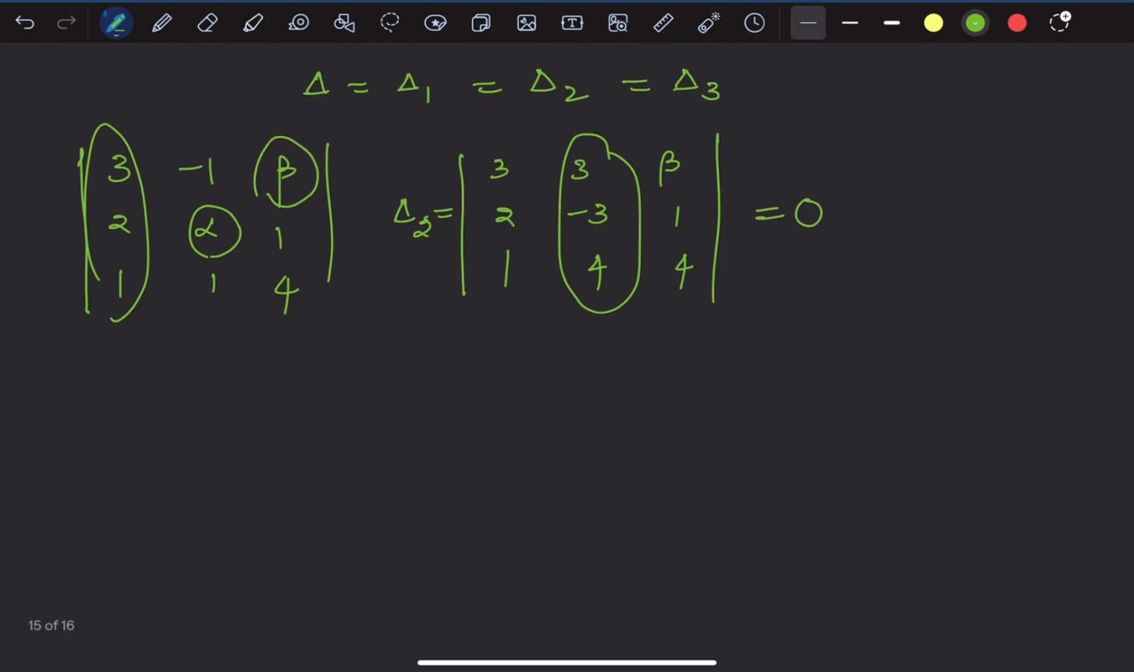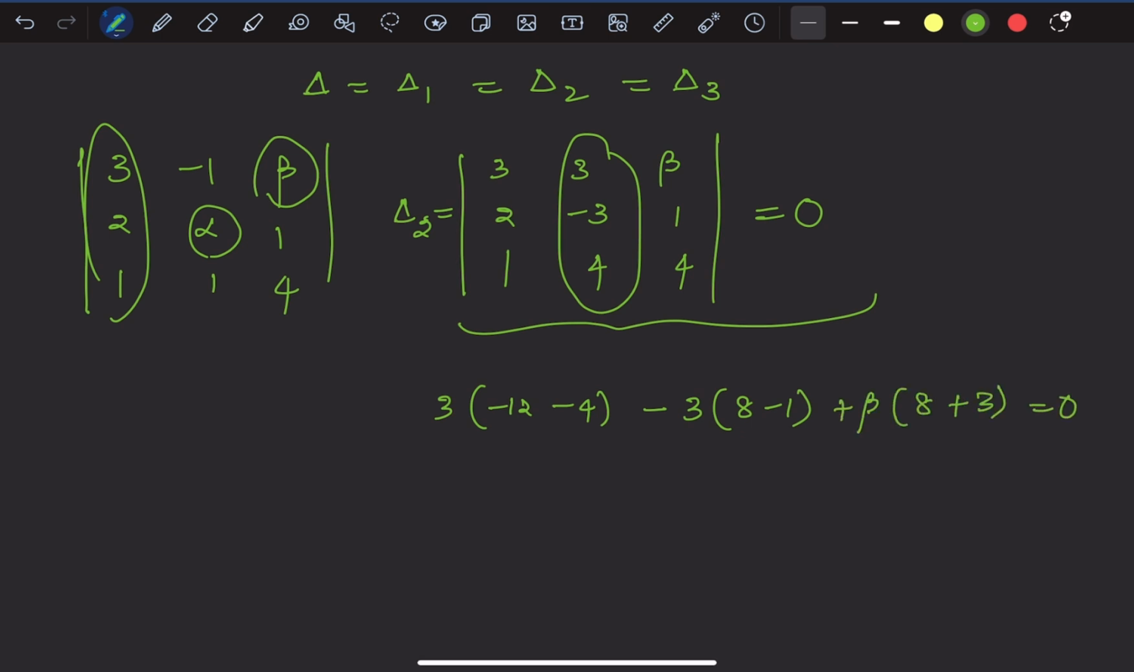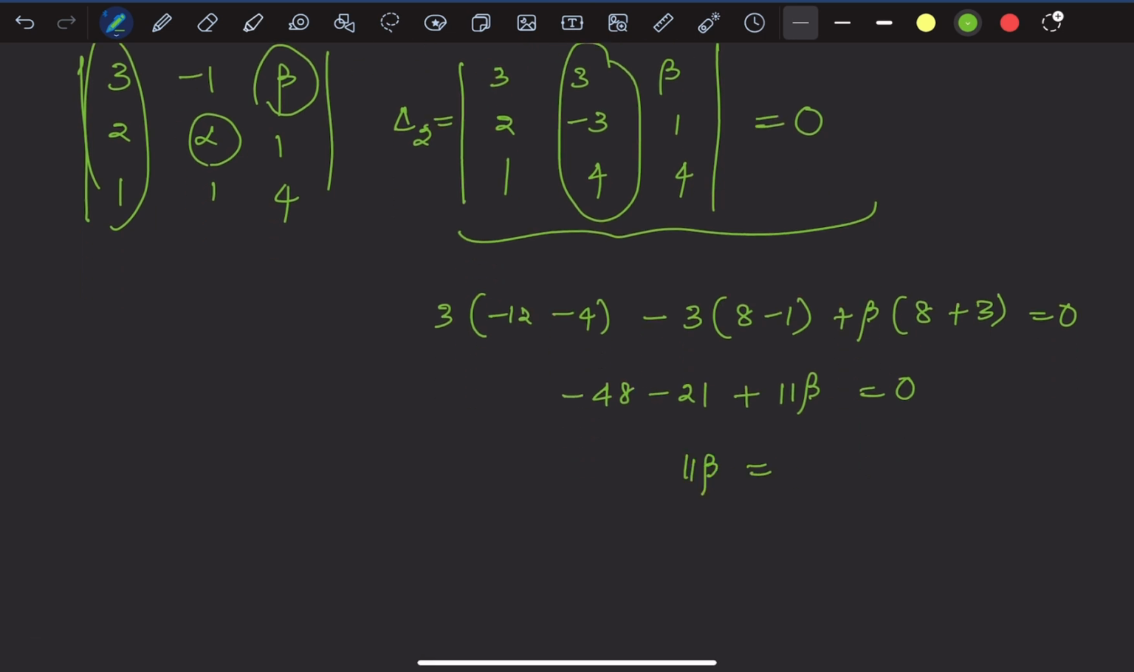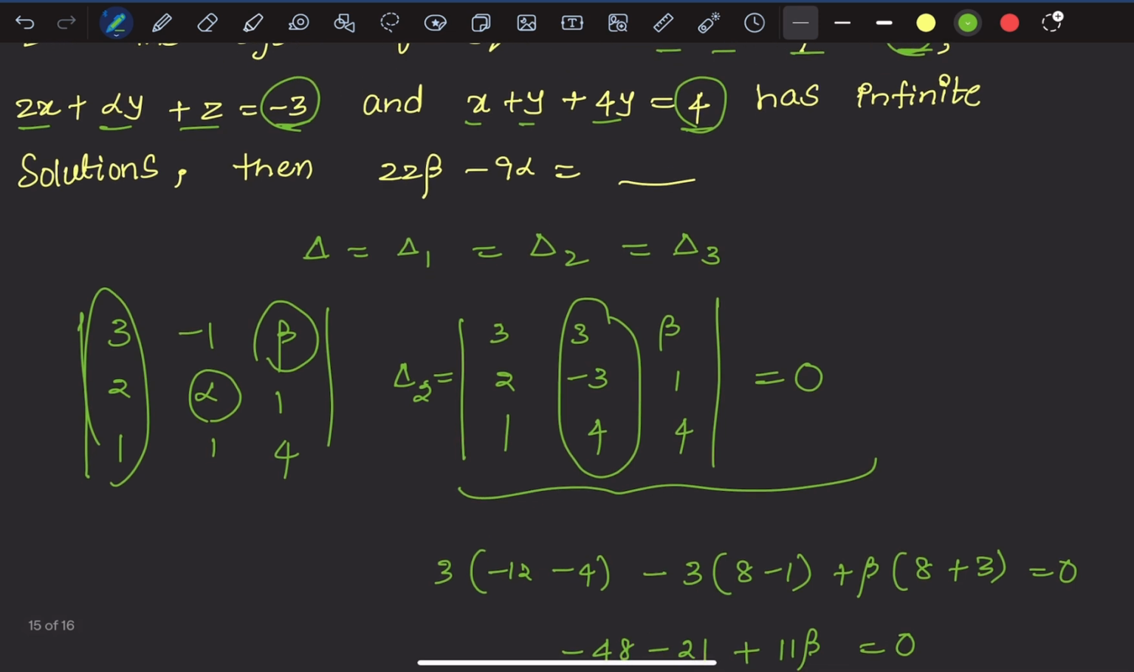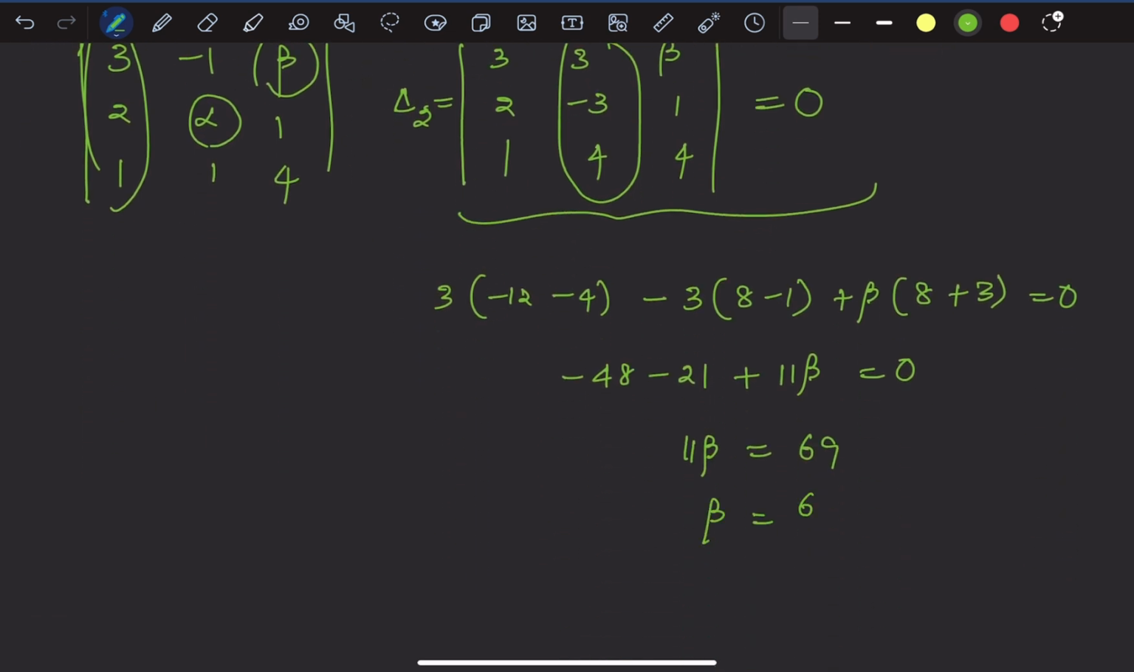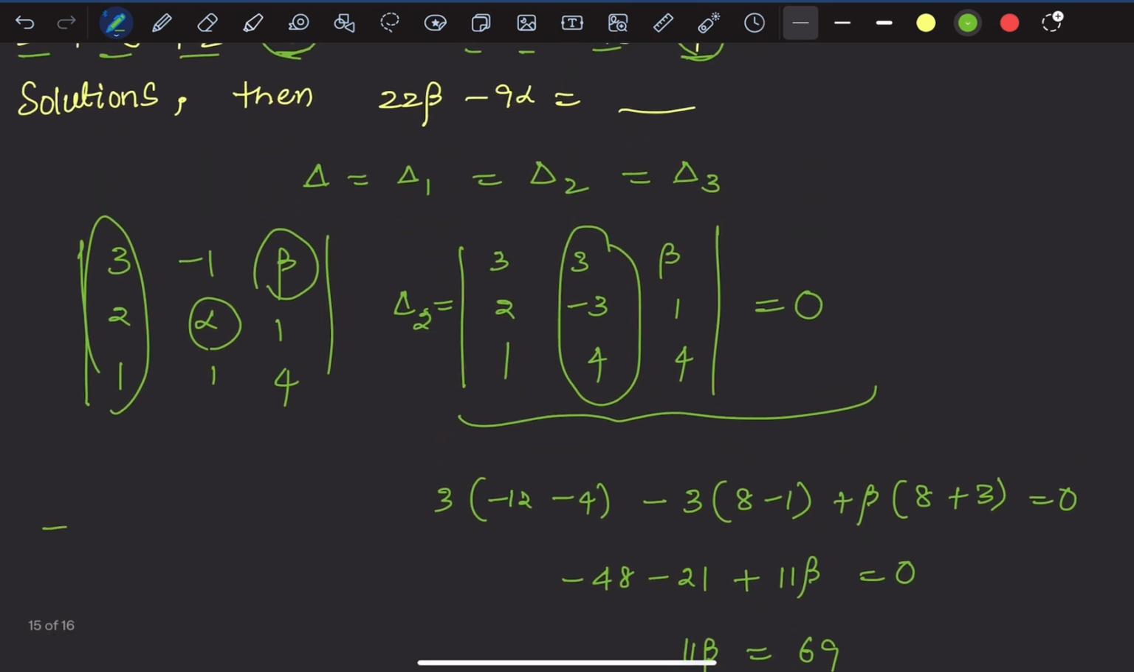So let us expand the determinant now. Delta 2 is equal to 0. So 3 multiplied by minus 12 minus 4, minus 3 multiplied by 8 minus 1, plus beta multiplied by 8 plus 3 is equal to 0. So this is minus 48 minus 21 plus 11 beta is equal to 0. So 11 beta is equal to 69. Beta is equal to 69 divided by 11. We got beta.